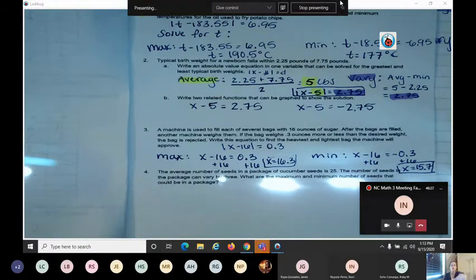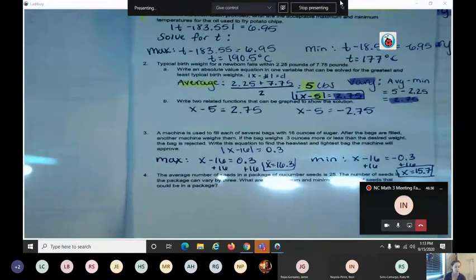Okay, so in number 4, it tells us that the average number of seeds in a package of cucumber seeds is 25. The number of seeds in the package can vary by 3. What are the max and min number of seeds that could be in the package?